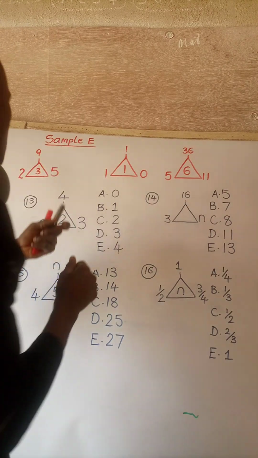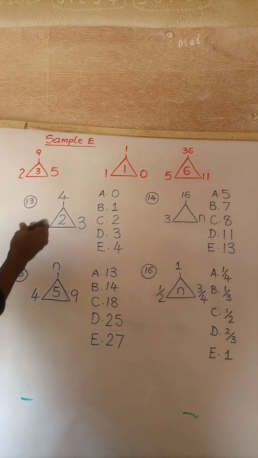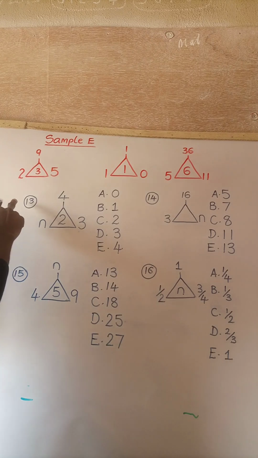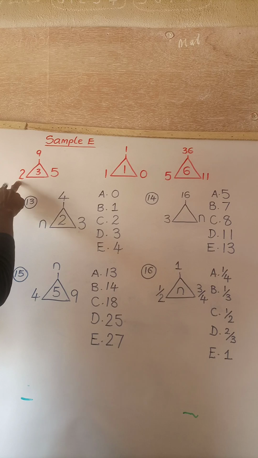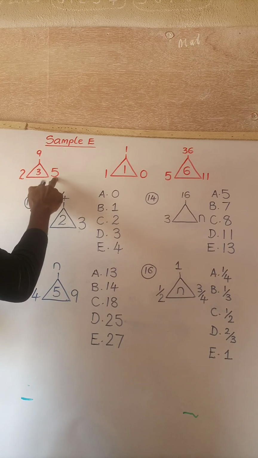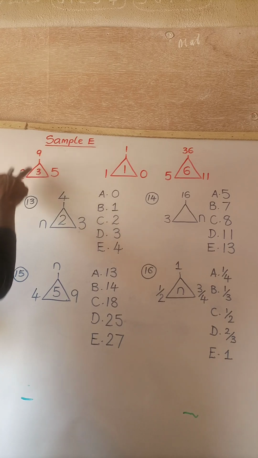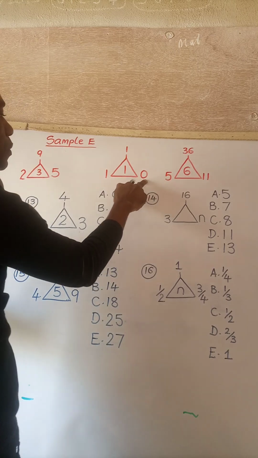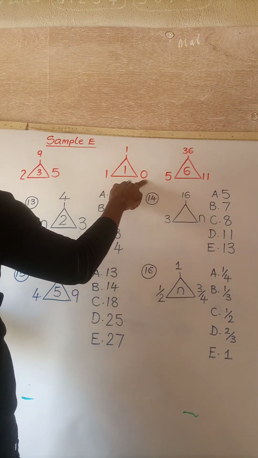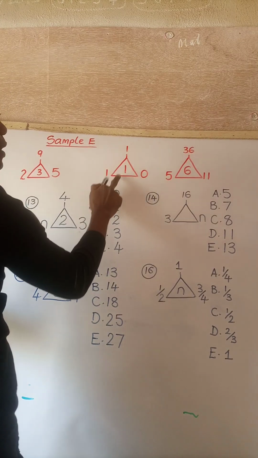Okay, now in sample E, what they did here is very simple. What they did is then you will do 2 times 2. 2 times 2 will give us what? 4. 4 plus 5 will give us 9. Square root of 9 is 3. 1 times 1 is 1. 1 plus 0 is what? 1. Okay? That is 1. Square root of 1 is 1.